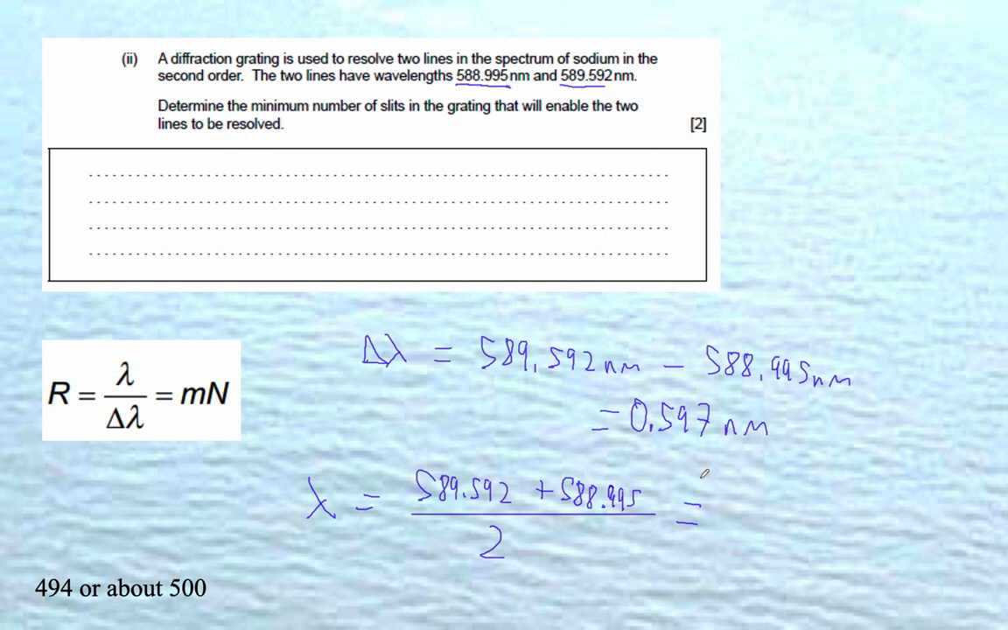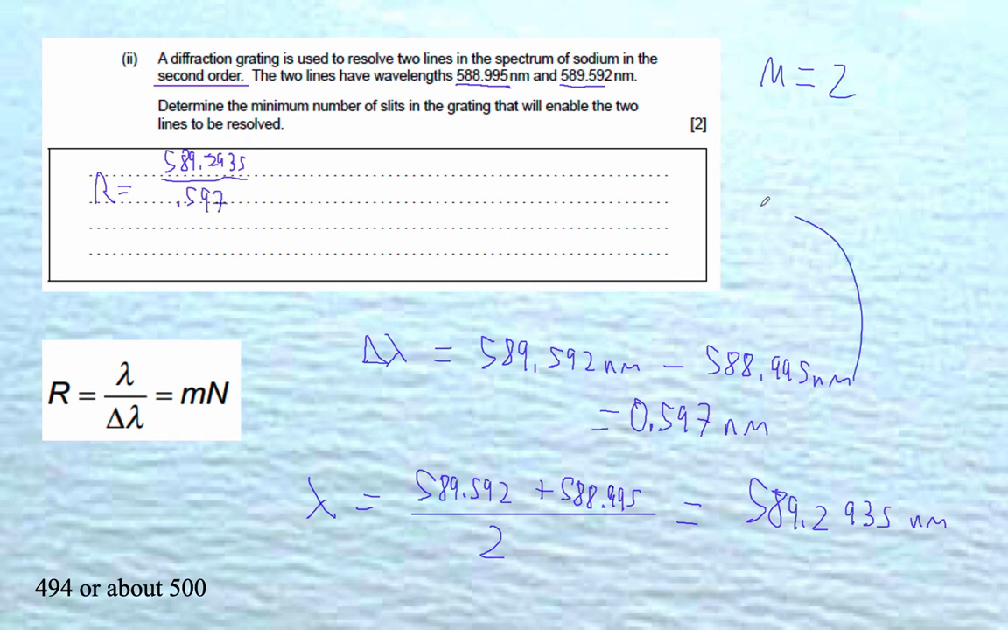Okay, so 589.2935. That is our wavelength. And then it says enable the two lines to be resolved, but we're going to do it in the second order, so our m is going to be 2. Now we're all set. So our R, which we really don't care about, we never have to calculate it, is the wavelength, 589.2935, divided by the difference in wavelength, 0.597.